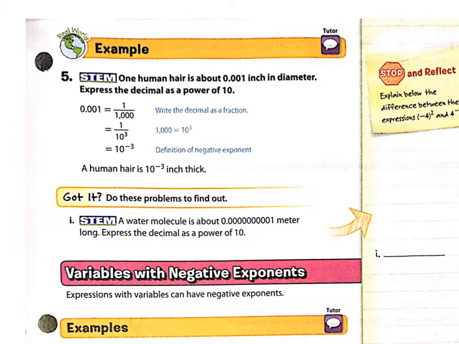Let's look at letter I. A water molecule is about 0.000000001 meter long. Express the decimal as a power of 10. So how do we do that? Let's see. What's your name, bud? Zachary. What do we got? 10 to the negative what? To the negative 9.